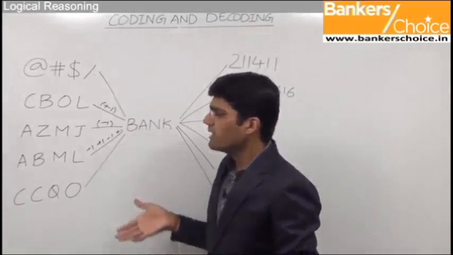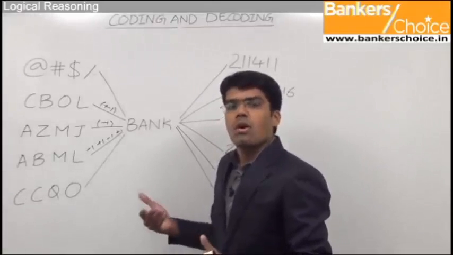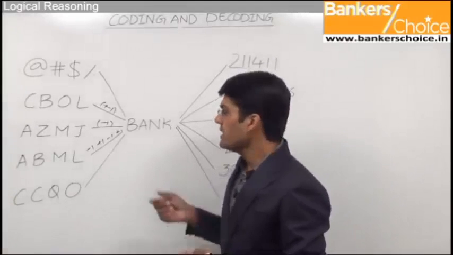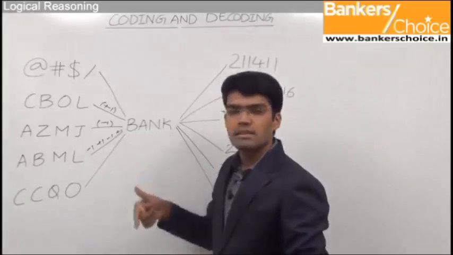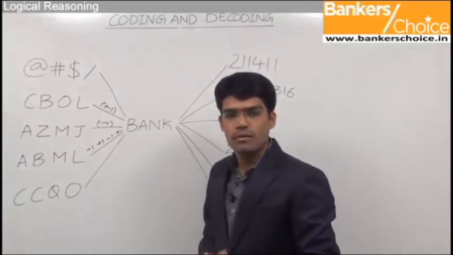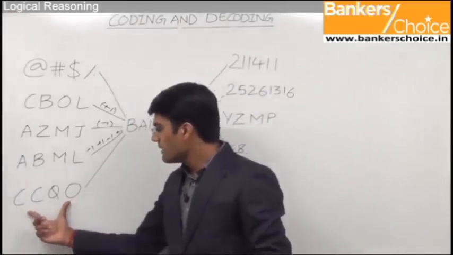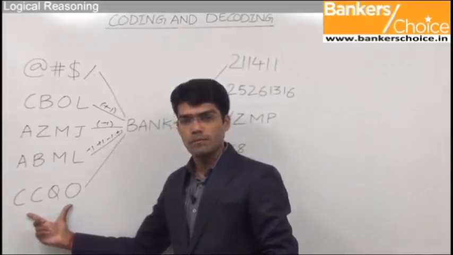Similarly, the other way of coding in this form could be +2 -2 +2 -2, or +3 -3 +3 -3 and so on. So we need to identify the logic based on the shifting of these letters either in the forward direction or in the backward direction. Now moving on to the next one here, the word BANK has been taken as CCQO.